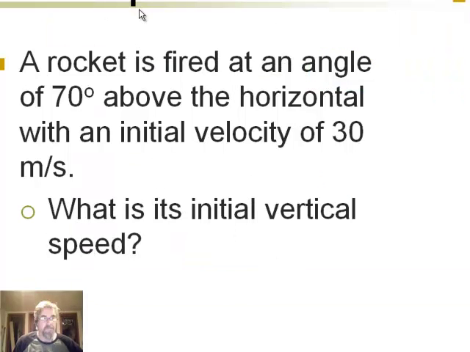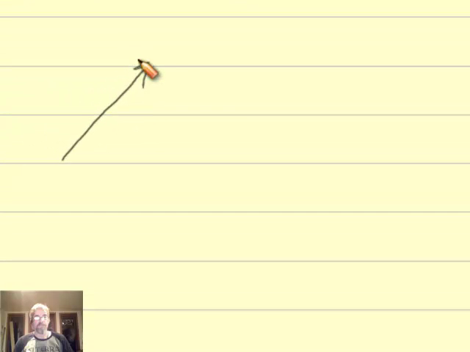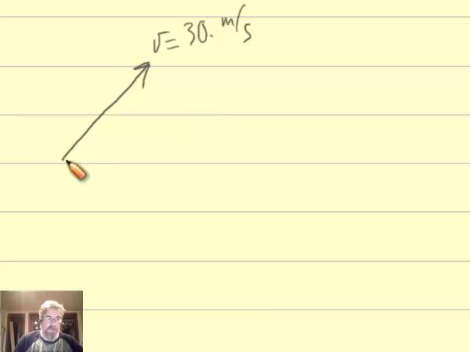The first question that we're asked here is, what is its initial vertical speed? Well, let's model the rocket's velocity by drawing a vector. Velocity is a vector quantity. And it's telling us that the overall velocity of this rocket is 30 meters per second. And it's also telling us that this is shot up from an angle of 70 degrees above the horizontal.